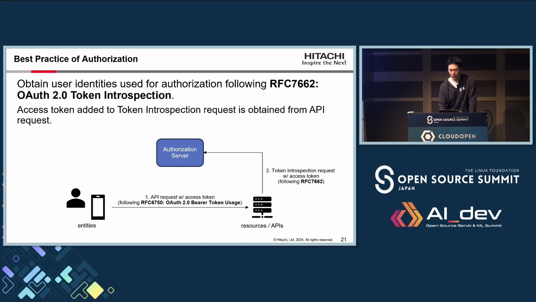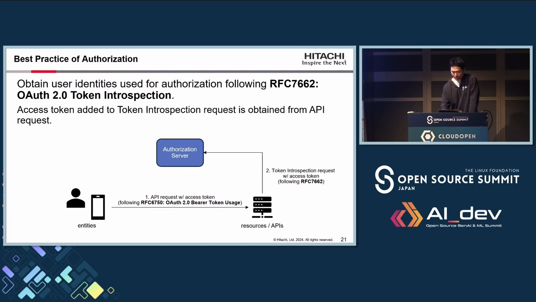Finally, we will change our perspective a little and focus on how to obtain user identities. In the PXP architecture, user attributes can be obtained from sources such as PIP, but how do we obtain the information to identify the entity? The typical way is following RFC 7662 OAuth 2.0 Token Introspection. Token introspection uses access tokens which are obtained from API requests from the entity.